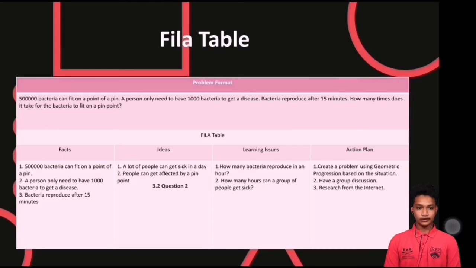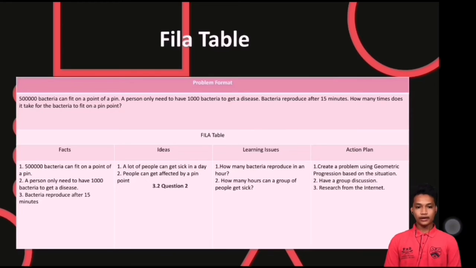Fill a table. Fact. Number 1, 500,000 bacteria can fit on a point of a pin. Second, a person only needs to have 1,000 bacteria to get a disease. The last one, bacteria reproduce after 15 minutes.